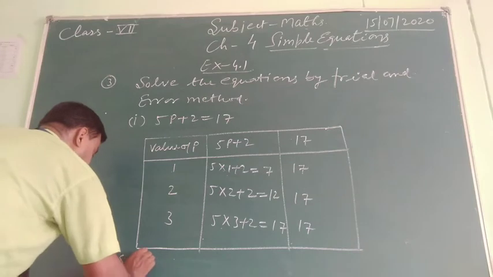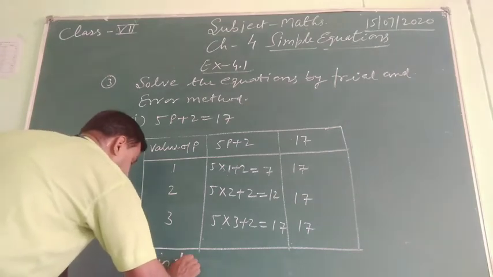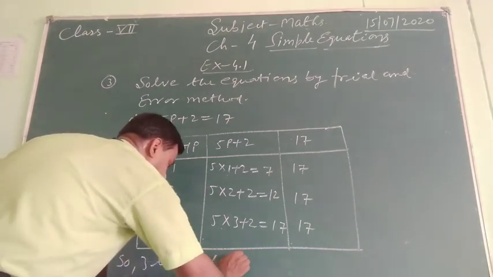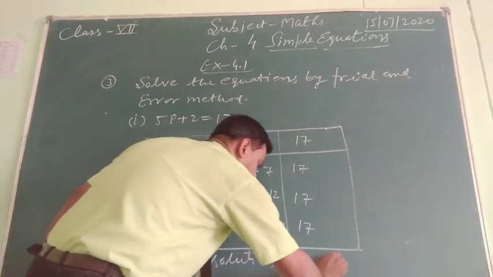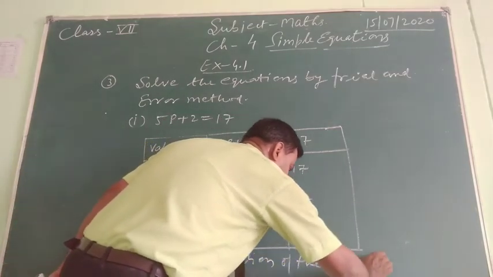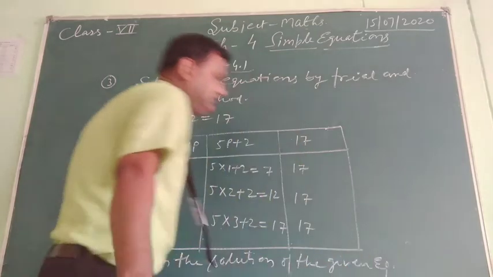So 3 is the solution of the given equation. Is it clear?